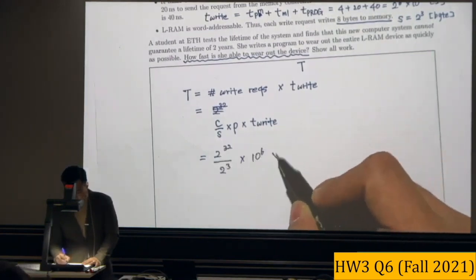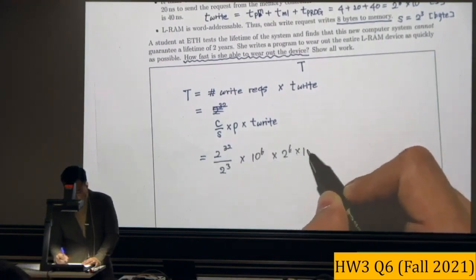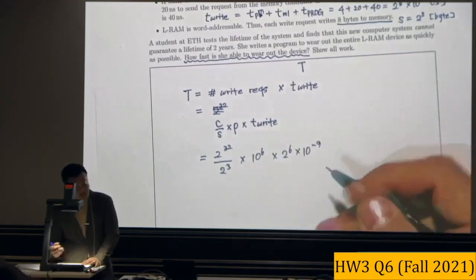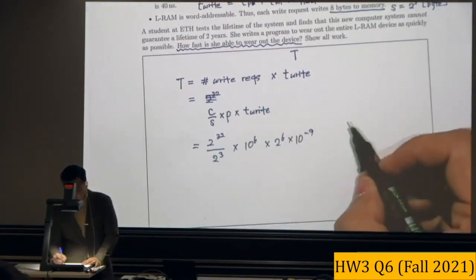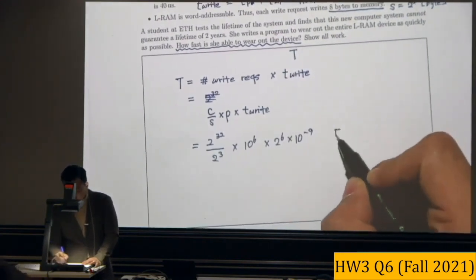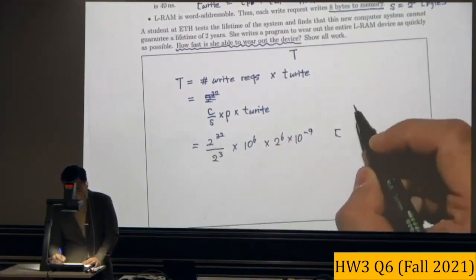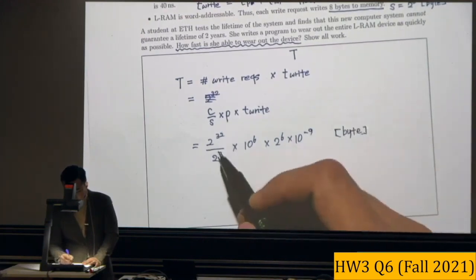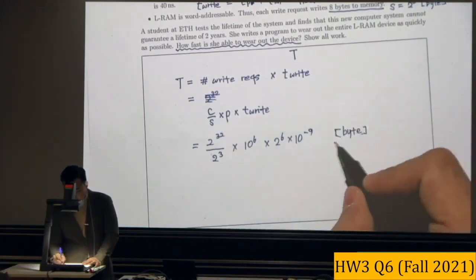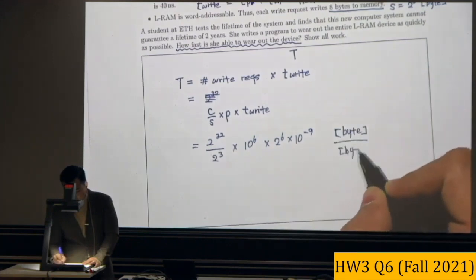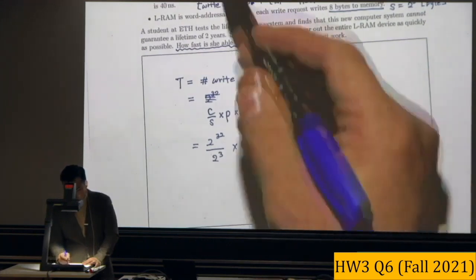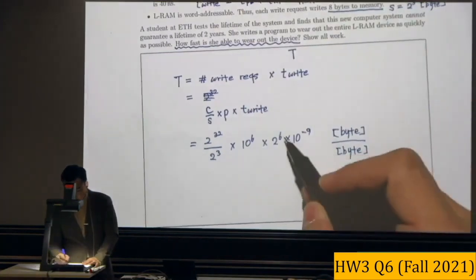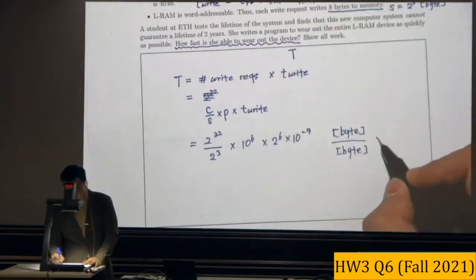Like this. And let me check, so we are doing the right thing here. So the unit of C is byte, right? And this size is also byte. And there is no unit for P because it's just the number of times. And this is second, right?